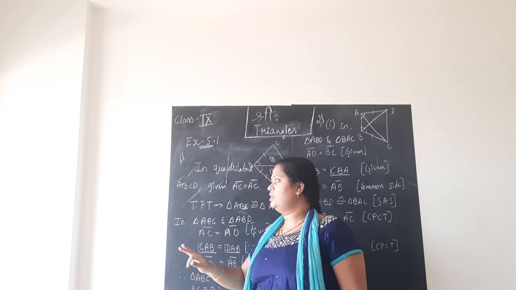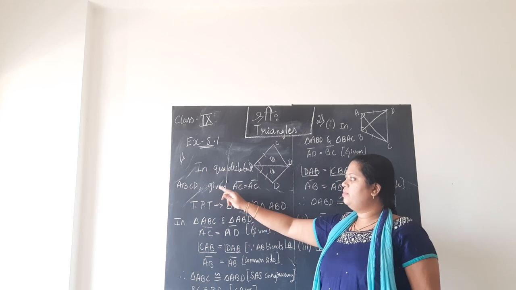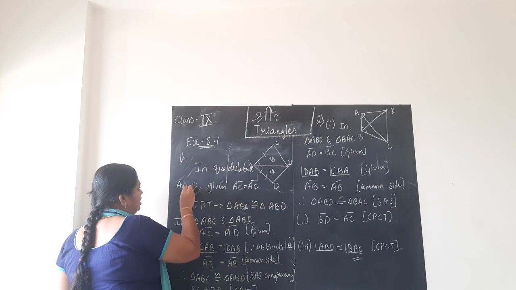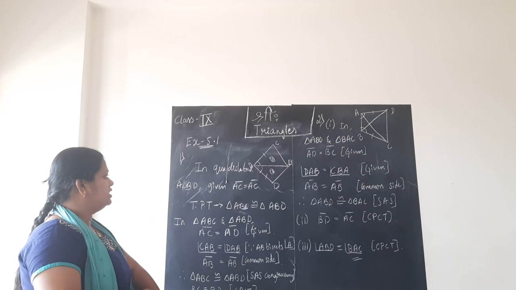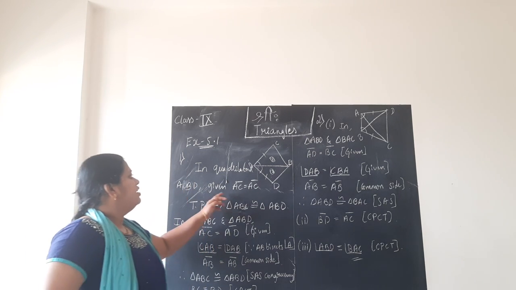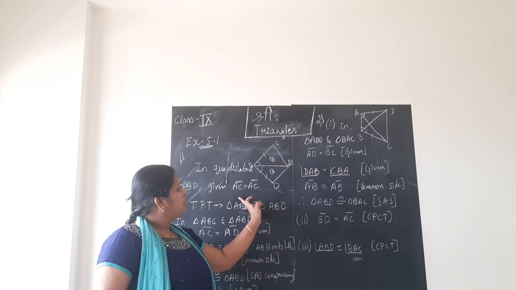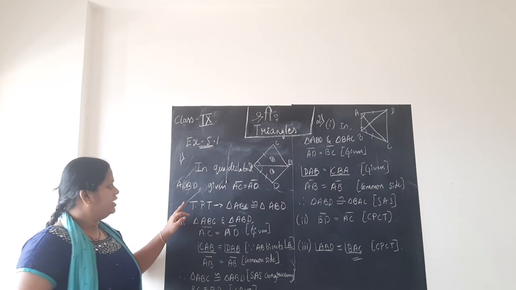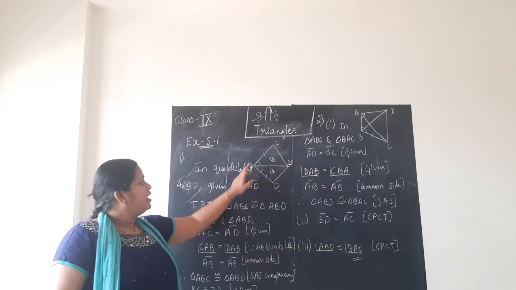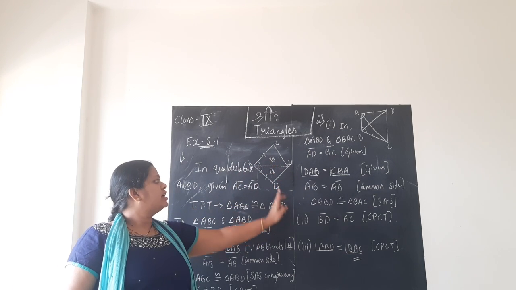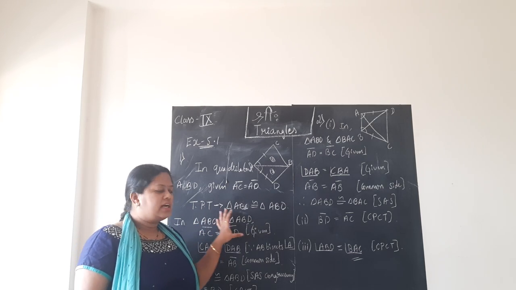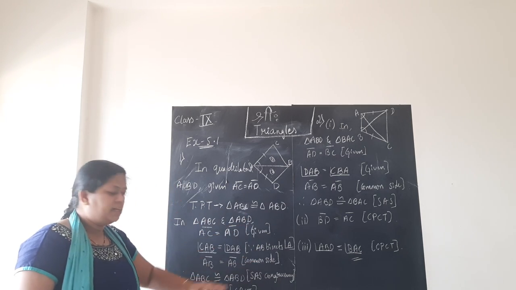These steps you practice. In quadrilateral ACBD, not ABCD, the order ACBD matters, otherwise it becomes non-congruent. So, in quadrilateral ACBD, it is given that side AC is equal to side AD. What we need to prove: triangle ABC is congruent to the second triangle ABD. Here starts our proof. Very simple, three steps, finish.